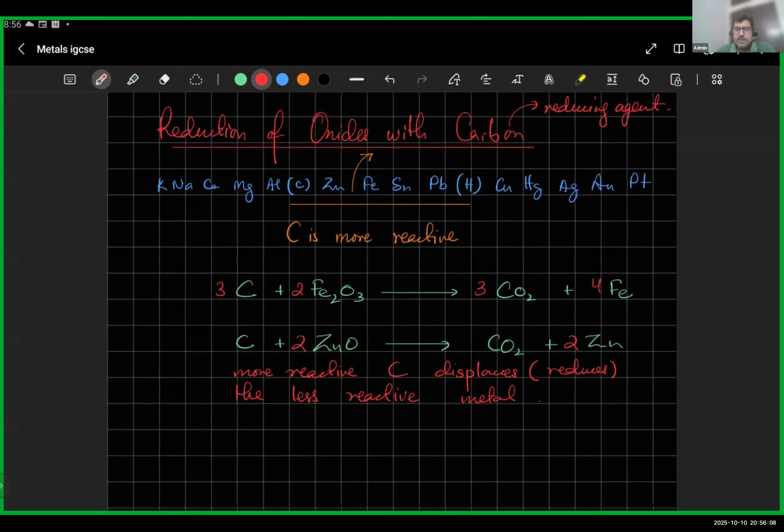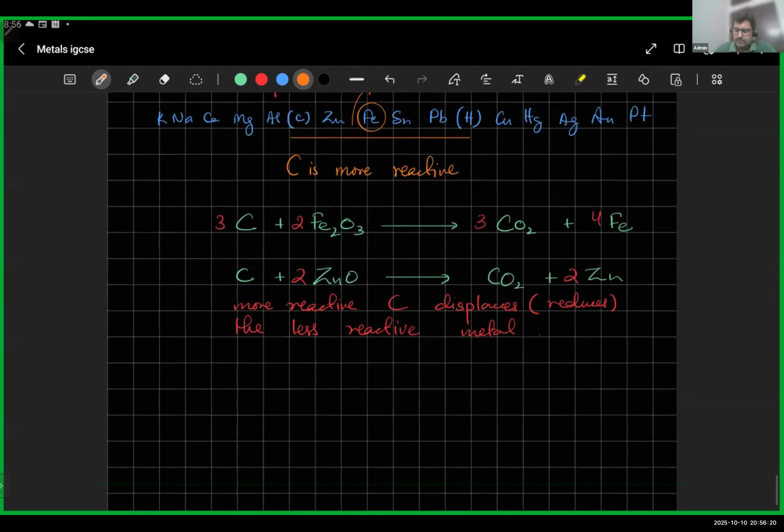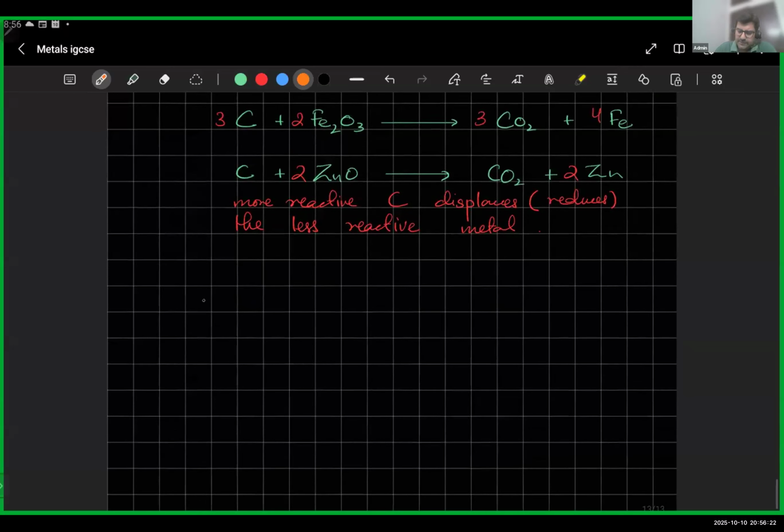अच्छा, that's it. Now there's one metal which you need to study in detail. Actually, you need to study zinc in detail as well, but iron in a lot more detail. So based on this, we're going to study the extraction of iron.